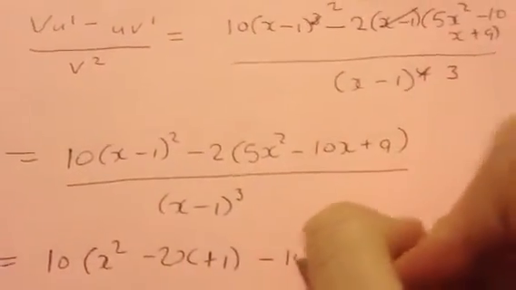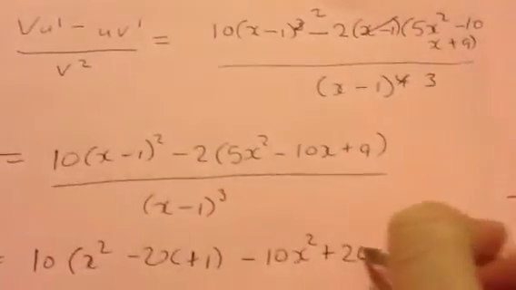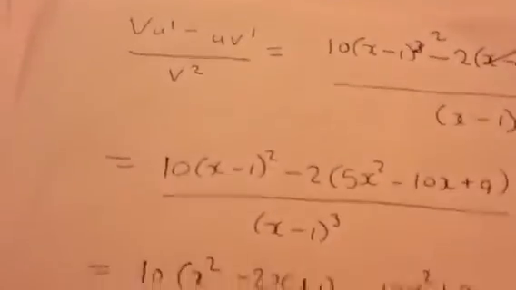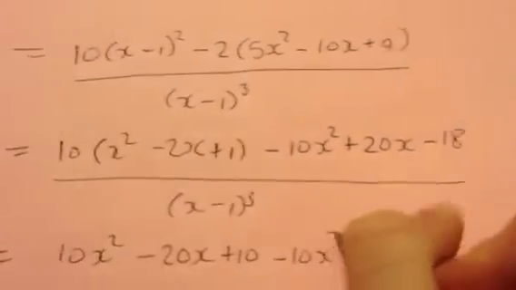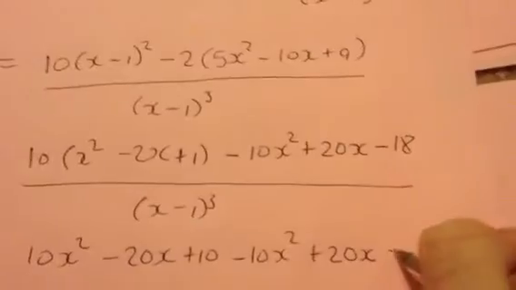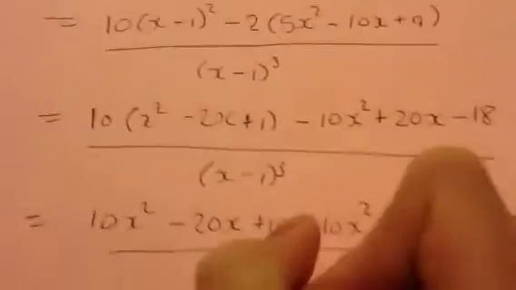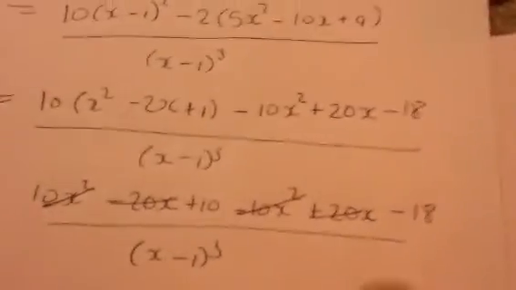Take away 10x squared plus 20x, do not fall foul of that, minus 18 over (x minus 1) cubed. Now that is 10x squared minus 20x plus 10 minus 10x squared plus 20x, exciting times, minus 18 over (x minus 1) cubed. Okay, now I can cancel out the 10x squared and the minus 20x and the 20x. So I get 10 minus 18 over (x minus 1) cubed, which is minus 8 over (x minus 1) cubed. That is 5 marks.